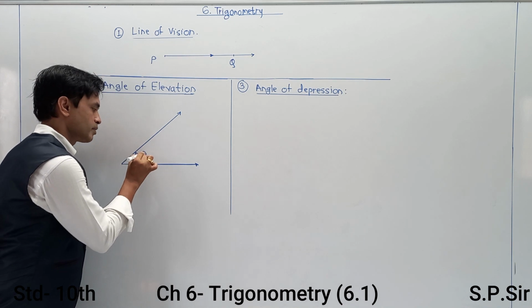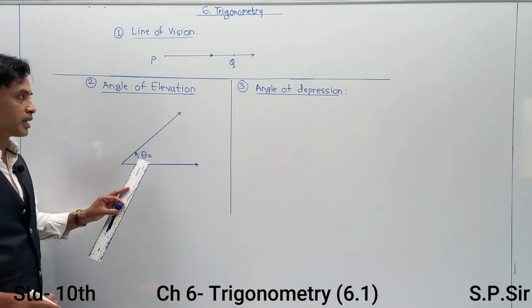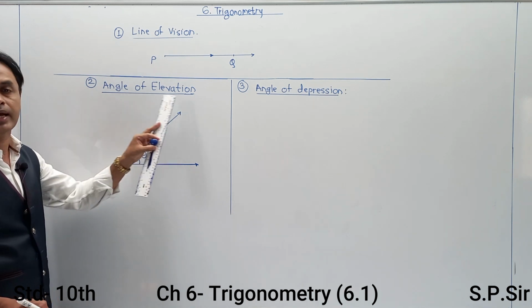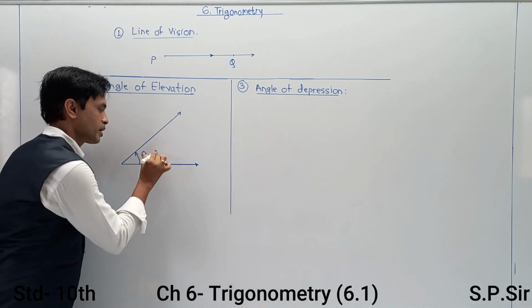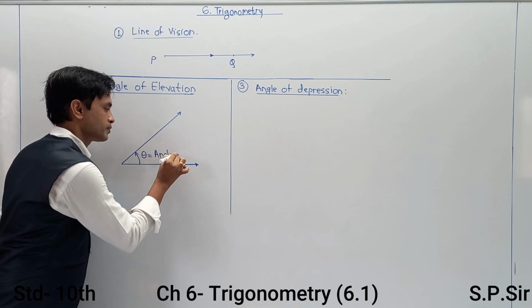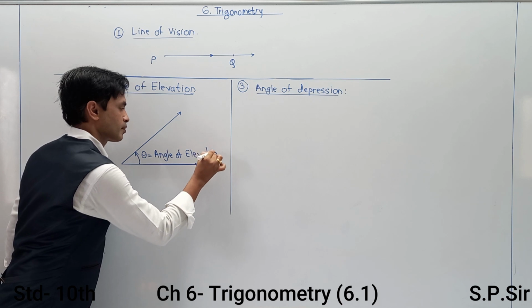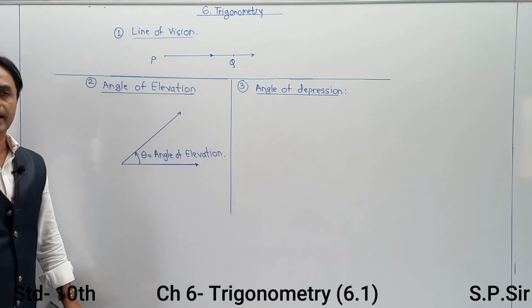Generally in numericals this is given as theta, and this theta is called an angle of elevation. I repeat, called an angle of elevation. So this part becomes the angle of elevation. What exactly is meant by angle of elevation?